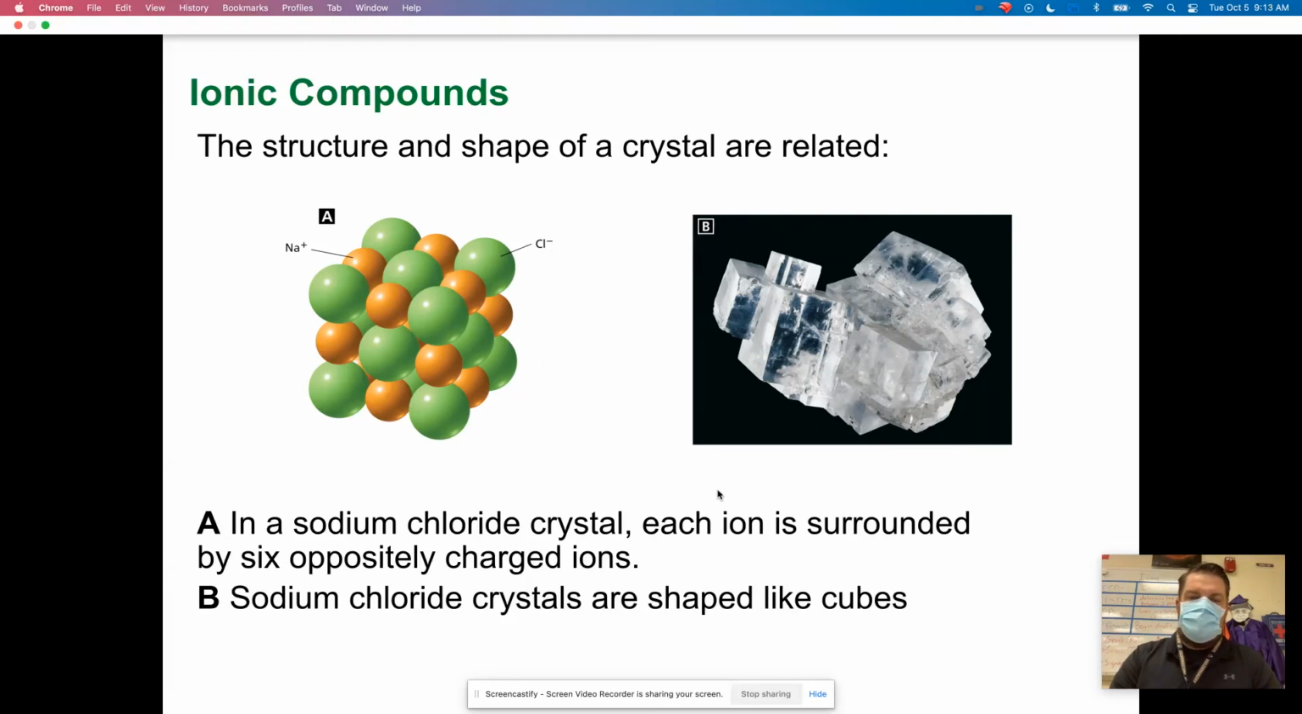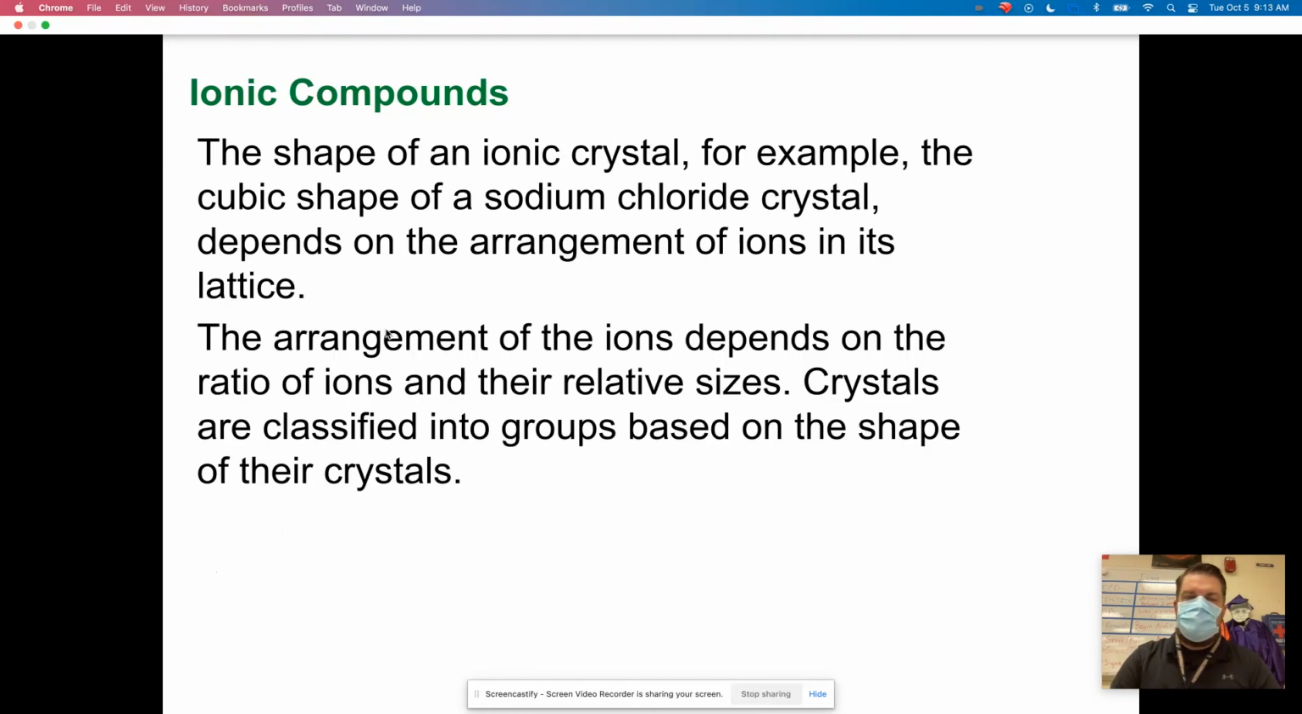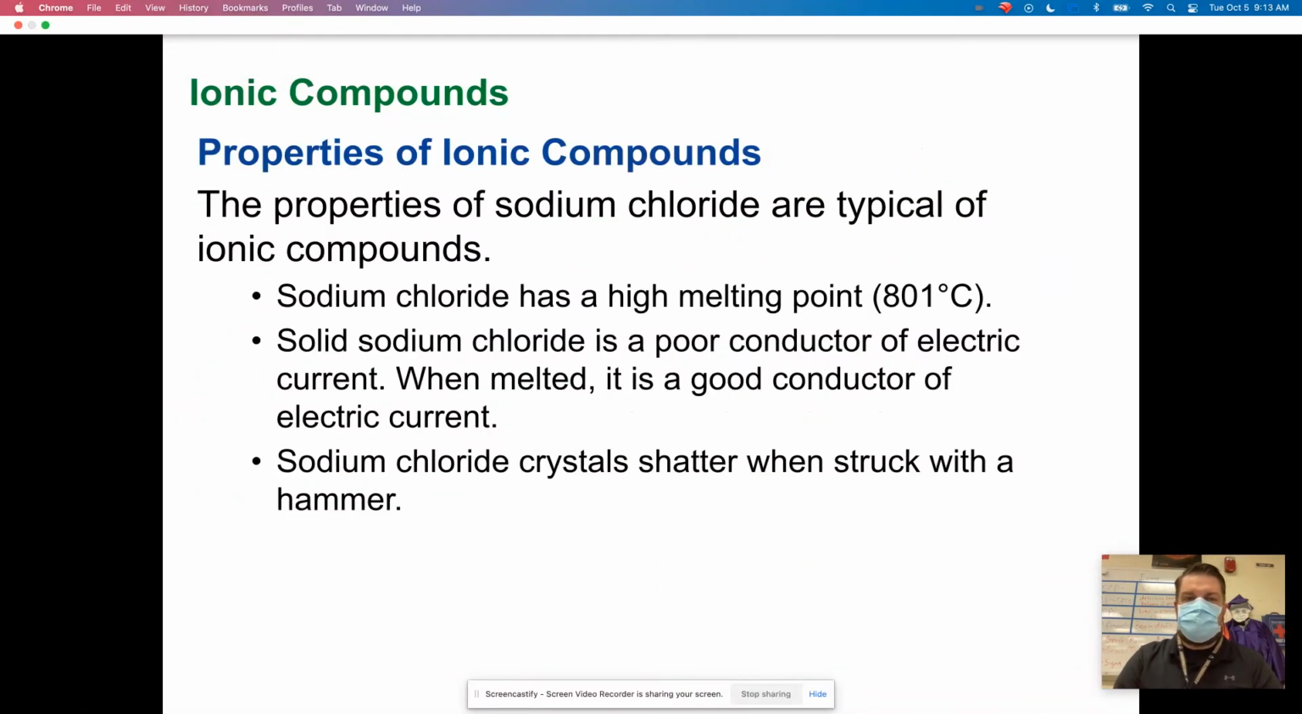So each ion is surrounded by 6 oppositely charged ions. Sodium chloride crystals are shaped like cubes. Okay, so this is a crystal and how it's shaped based on this construction. All right. So the shape of the ionic crystal, for example, the cubic shape of the sodium chloride crystal, depends on the arrangement of ions. The arrangement of ions depends on the ratio of ions and their relative sizes. Crystals are classified in groups based on the shape of their crystals.